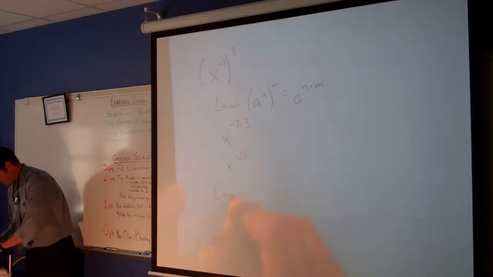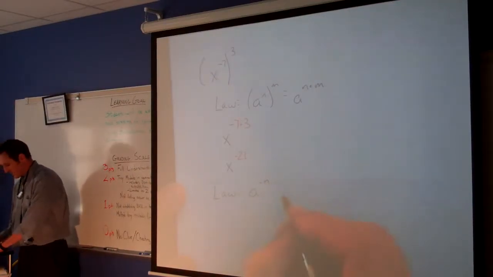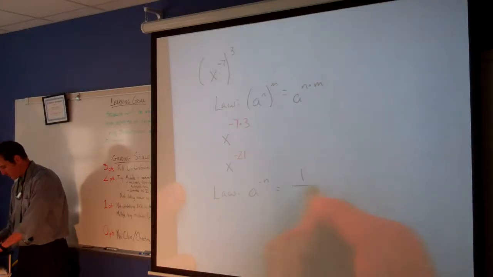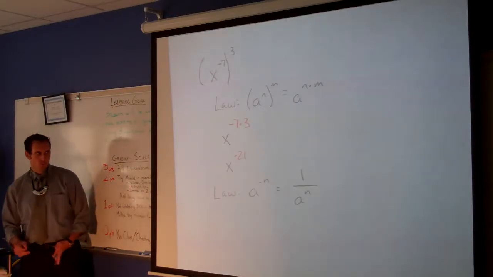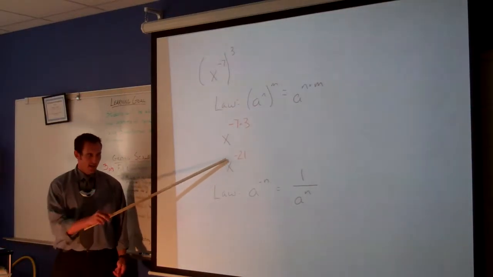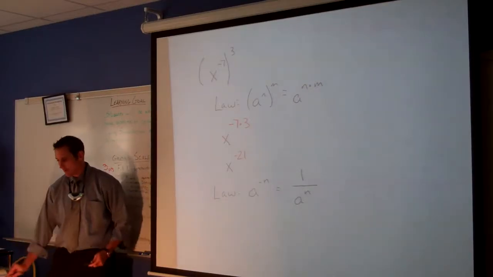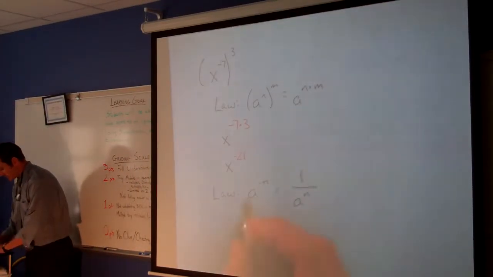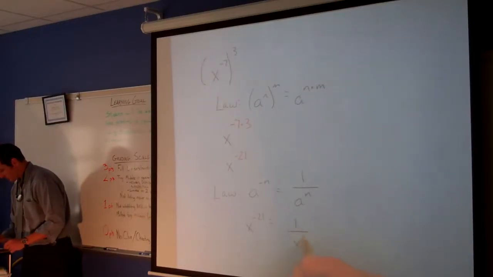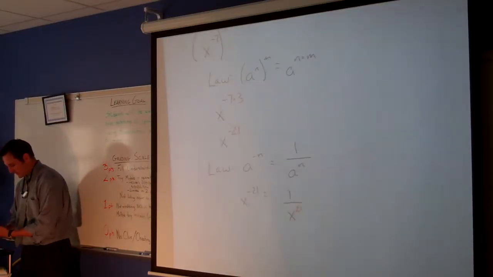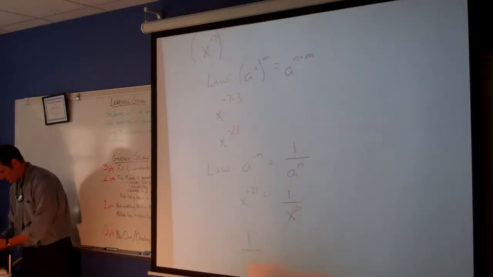We can use the law of negative exponents. The law states any number raised to a negative exponent is the same thing as 1 over that number to the positive exponent. So that means when we're dealing with x to the negative 21, we have to move that to the bottom and make that exponent positive. So x to the negative 21 is equal to 1 over x to the positive 21. And so we have our simplified expression, 1 over x to the positive 21.